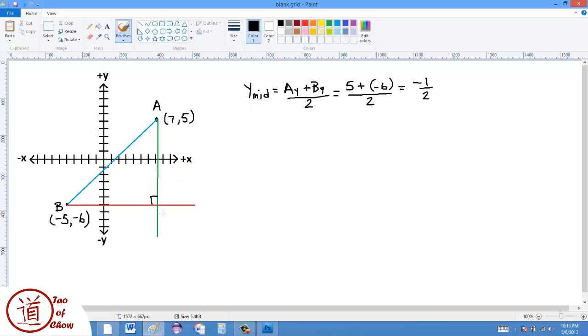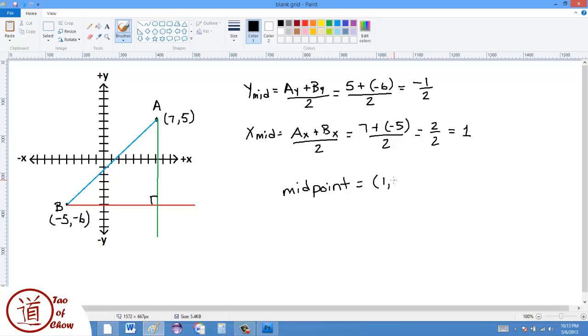Then, if we're going to do the same thing for the x part, we would find x mid is equal to the x value of A plus the x value of B, all divided by 2. Then we'd get 7 plus negative 5 divided by 2, which is positive 2 over 2, which is 1. So the midpoint is equal to (1, negative 0.5), or negative 1/2. And if we look at it, it looks about right. So this point here, x equals 1, y is negative 0.5. I'll draw it in a little brighter color, maybe a yellow. That's not so good. Let's try this brownish. There we go. That would be the midpoint right there.